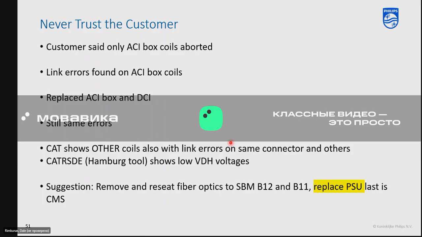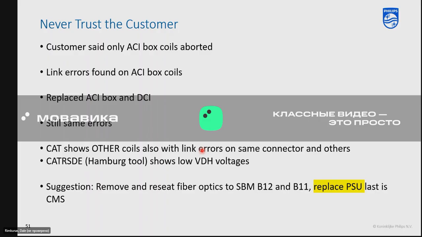So the customer called up and said, only coils that plug into the ACI box are aborting scans. He sees that there's link errors for the ACI box. They replace the ACI box and the DCI connector, and they had the same errors. So then they start replacing coils that go into the ACI box. They reach out to me. I go and I use just the CAT tool, which is the basic tool that everybody had, and I see that other coils with link errors on the same connector are having the same problem. So I'm also seeing that the NVC coil is having link errors as well, not just ACI box coils.